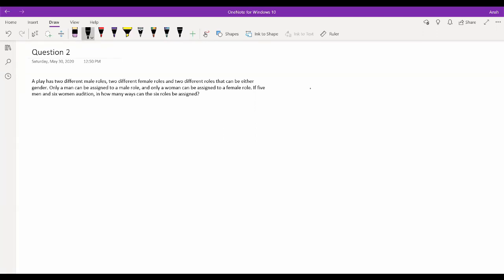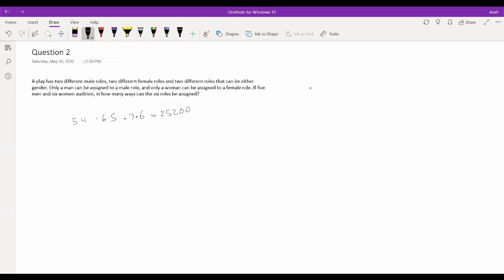We always want to find the easiest way to count something, so here we first count the non-gender neutral roles. Since the roles are different, there are 5 times 4 ways to choose the men's roles. And there are 6 times 5 ways to choose the female roles. And now all that's left is the gender neutral roles. This is basically just choosing 2 people from the remaining 7 for distinct roles, which means that there's just 7 times 6 ways to do this. So multiplying this all together gives us 25,200.